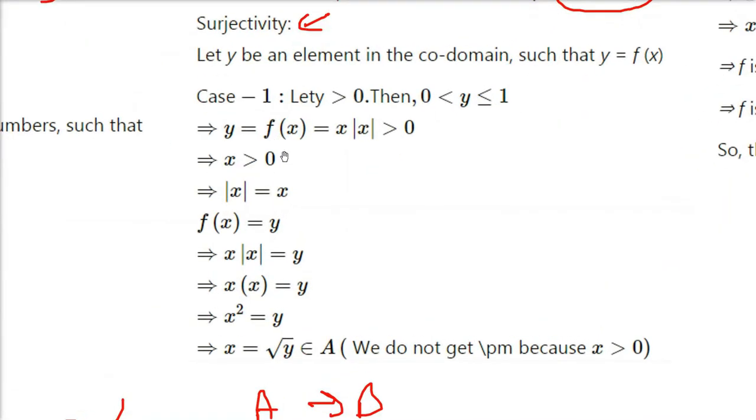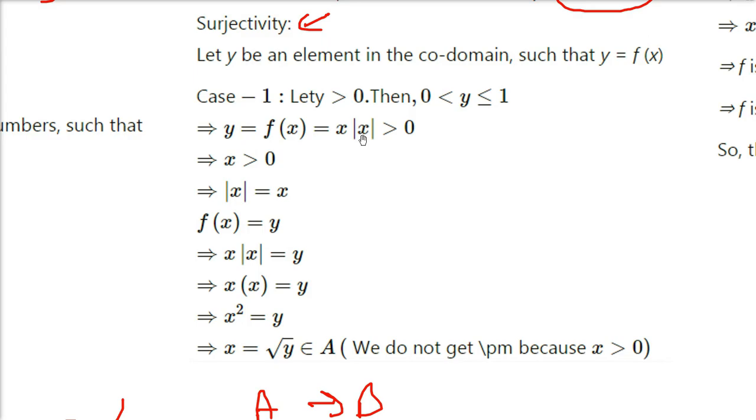Why am I doing this? Because the condition is already given. X and y, they are between -1 and 1. So y equals fx. X into mod x is fx. See, y is between 0 and 1. It will always be positive. So this will not be negative. X into mod x will never be negative. So it has to be greater than 0.